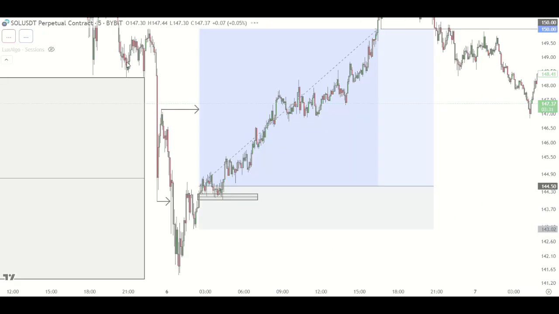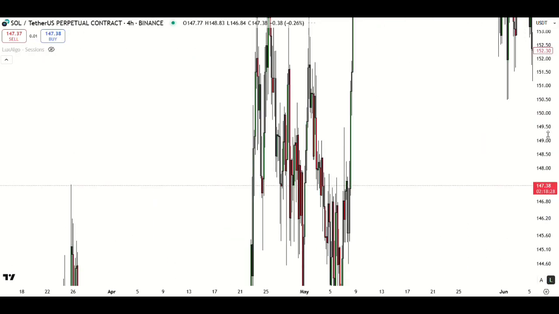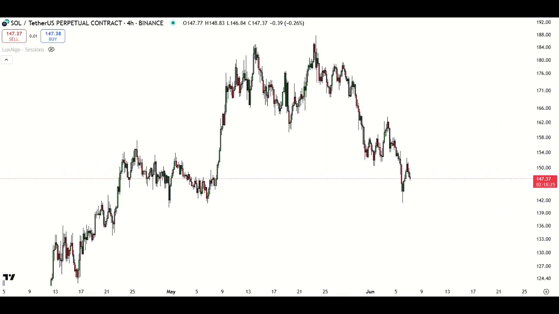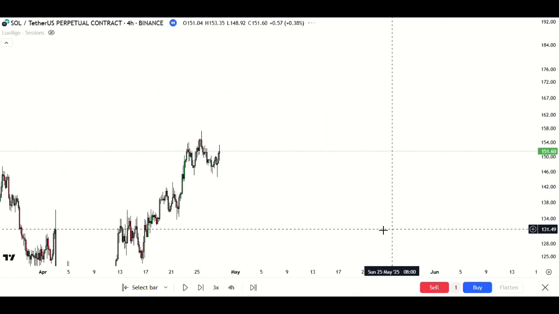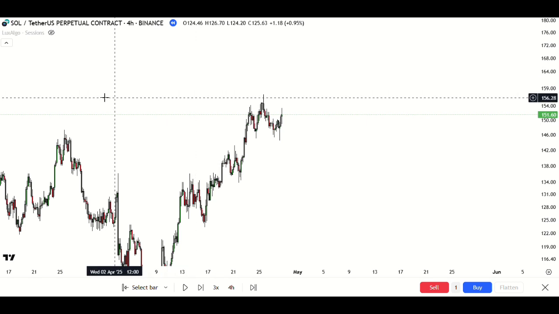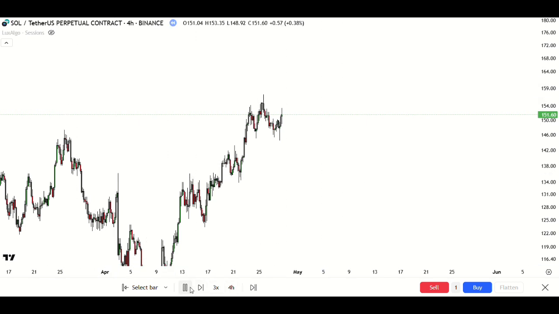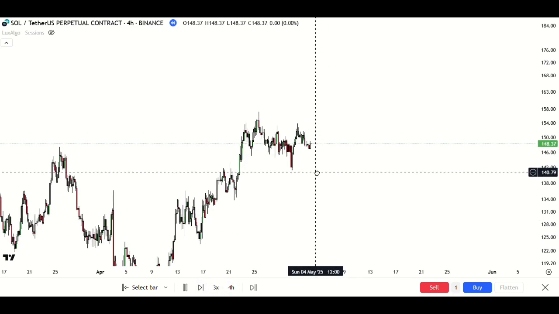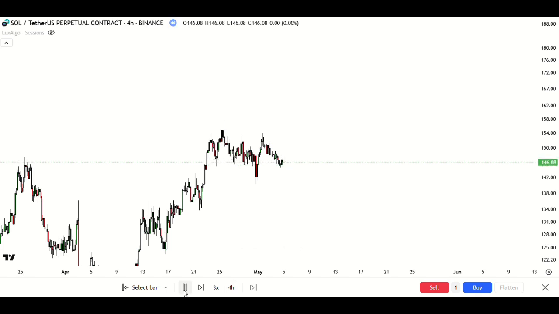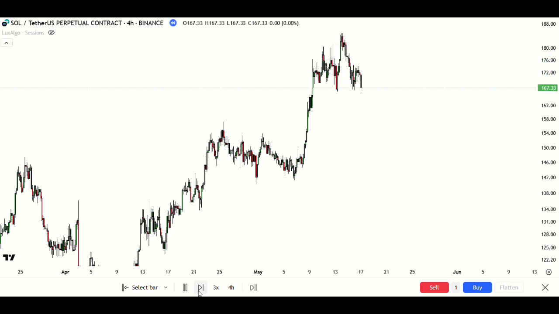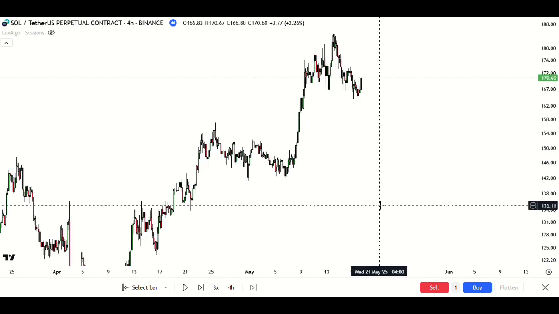I'm gonna go on a clear chart and show you guys what I saw. So over here, I'm gonna cut this out so I can replay it for you guys. So as we can see, Sol has been quite bullish right over here. Let me just play this a little bit, speed it up. Right, as you can see, Sol has been pretty bullish, and let's pause this for a second.